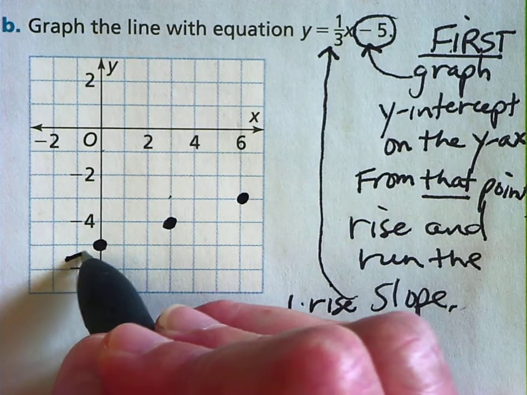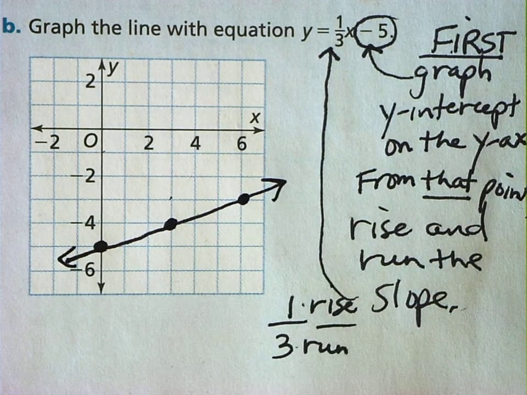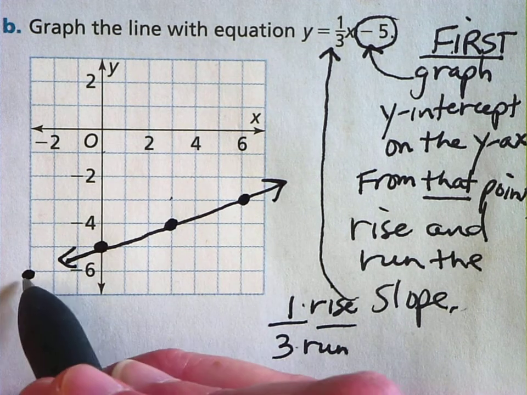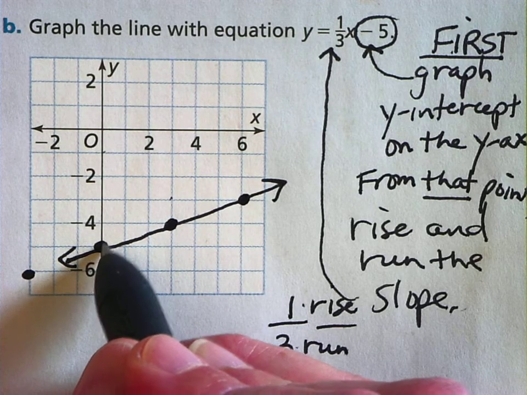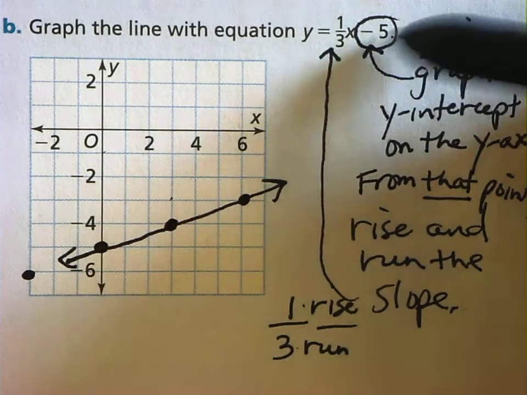Okay, so this is my line, and then I just draw a nice straight line connecting all the dots. Okay, so my next point would be here. Again, rise 1, run 1, 2, 3. I'm back on the line. Rise 1, run 1, 2, 3. But you have to graph your initial value first.